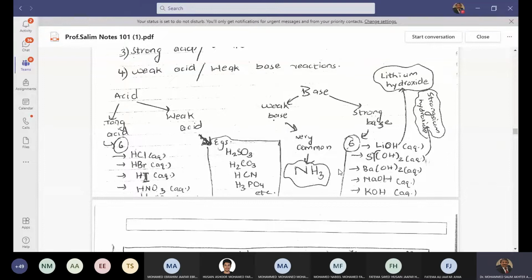Any other base, which is very common nowadays, is ammonia. Ammonia is the common one, but you can have more. So 6 strong acids, 6 strong bases. You have weak acids plenty, and you can also have weak bases. Let's go further, my friend.